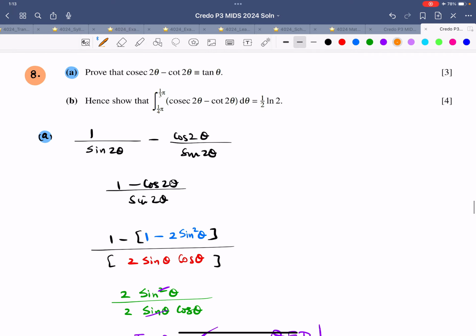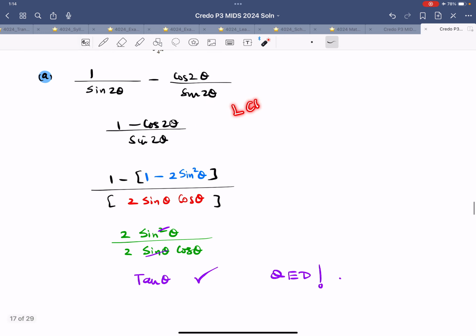Question number 8. Now this is about what? This is about trigonometry, double angle you can see, and its integration. So prove the identity. Cosec 2 theta is 1 over sine 2 theta. Cot 2 theta is cosine 2 theta over sine 2 theta. Same denominator, add it up. That's the numerator. So now LCM is basically simple addition or subtraction because the denominator is the same. Sine 2 theta is written as 2 sine theta cos theta.